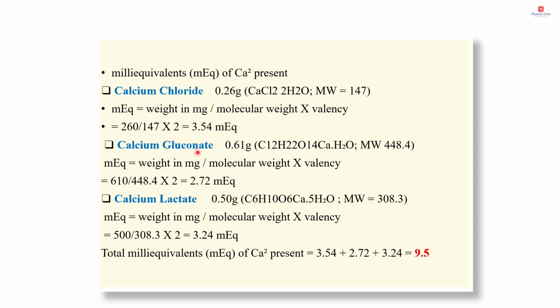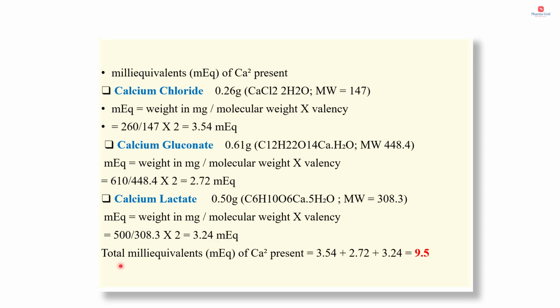Now find out the number of milliequivalents present in calcium gluconate. Weight is 0.61 gram, that is equal to 610 milligram. Molecular weight is 448.4, valency is 2. Again, use the same equation and substitute all these values. We get the number of milliequivalents as 2.72. Again, do the same for calcium lactate, 0.50 gram. Convert this into milligram. We will get it as 500 milligram. Molecular weight is 308.3, valency is 2. Substitute all these values in the equation for milliequivalents. We will get the number of milliequivalents of calcium present in calcium lactate as 3.24.